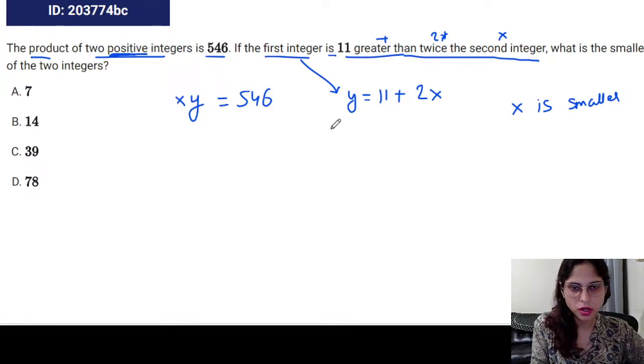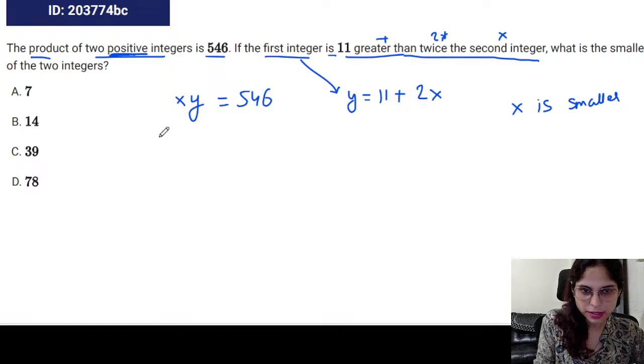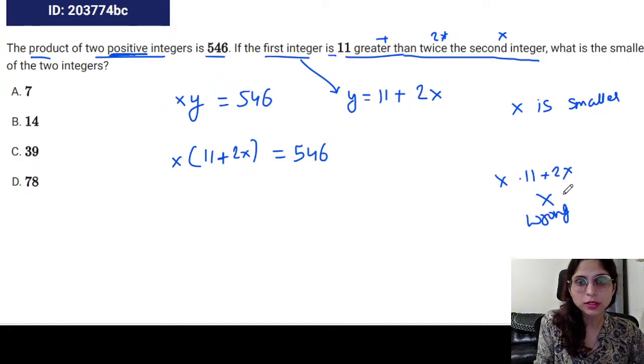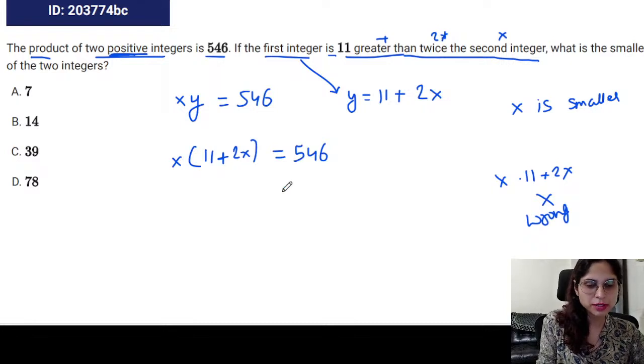Okay. So now y is 11 plus 2x. You just write over here in place of y. Put the parentheses. Whenever there is addition and you're multiplying, addition or subtraction, put the parentheses. If you write x times 11 plus 2x, that is wrong, and this will just be a linear equation. That is not what we want over here. Here you're just multiplying 11 first, then adding 2x. That's not what we are doing. So you've got your equation x times 11 plus 2x equals 546.